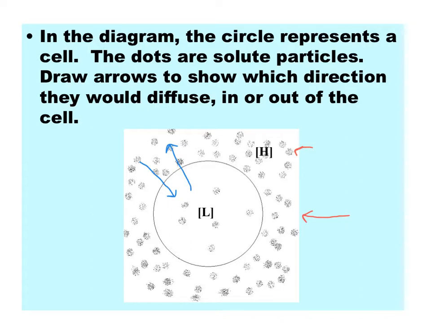Well, in this case, since we see there's a high concentration of oxygen on the outside, there's more of these dots, these oxygen molecules, than there are on the inside, low concentration. In diffusion, things always go from high to low concentration. So this oxygen will diffuse into the cell, and it'll continue to diffuse in until there's an equal amount on both sides of the cell.